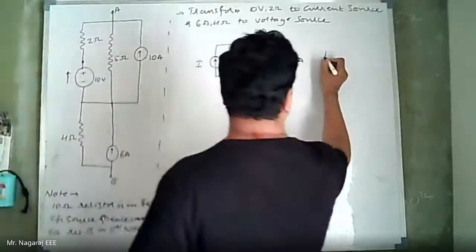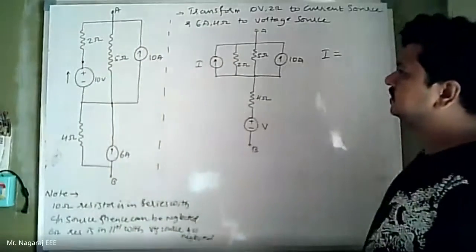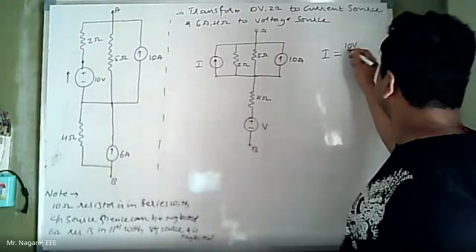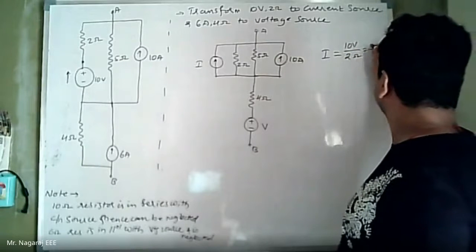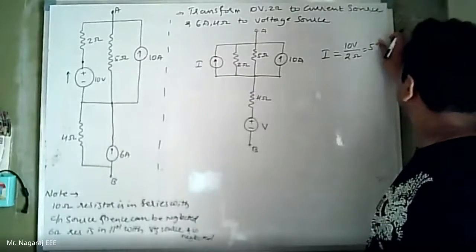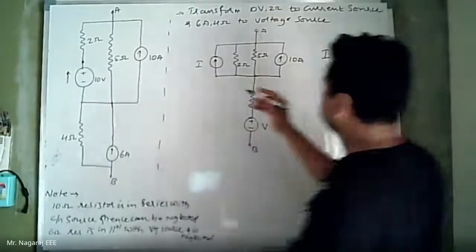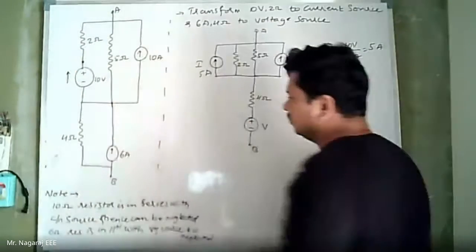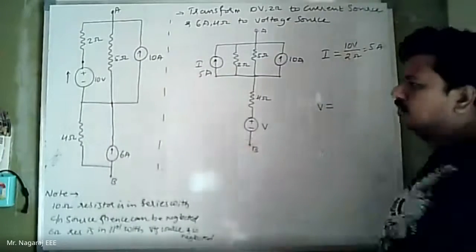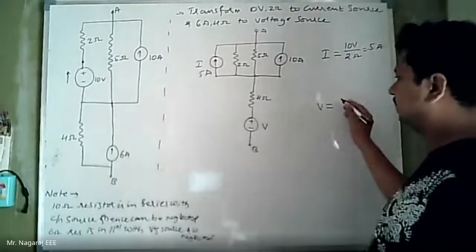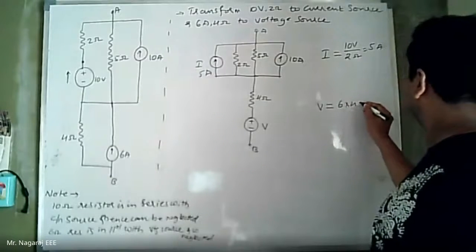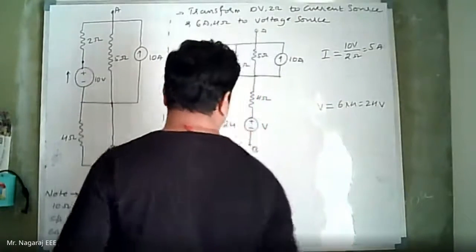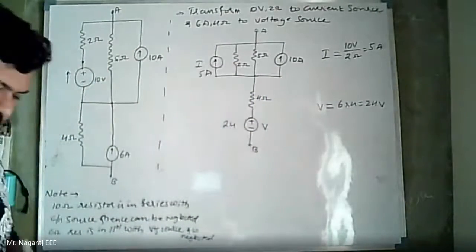Now what is I? I is equal to simply source voltage by series resistance. 10 volts divided by 2 ohms, that is 5 amperes. So this is 5 amperes. V is source current multiplied by internal resistance. So that is 6 into 4, 24 volts. Okay, that is 24 volts.